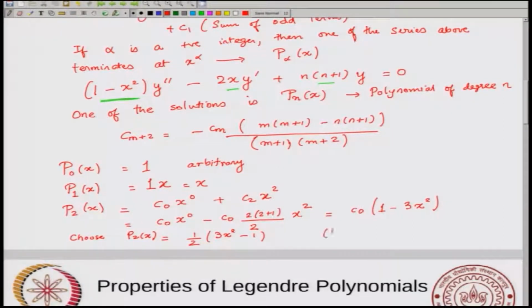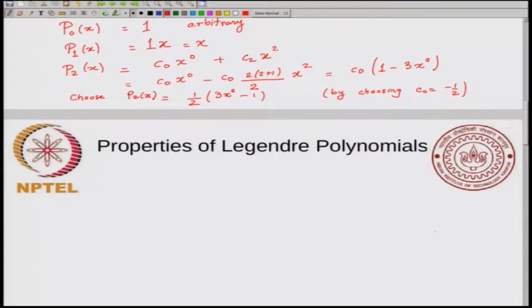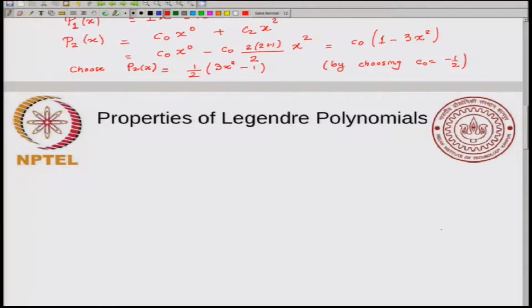I should emphasize that your choice of C 0 is completely arbitrary. It has no relation to what you chose for another polynomial and so on. Now, you can go on and write the other polynomials also, but basically there is a certain choice of polynomials. I will come to the general expression. So, the general expression is called the Rodrigues formula.